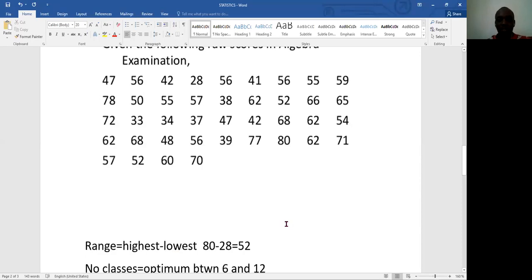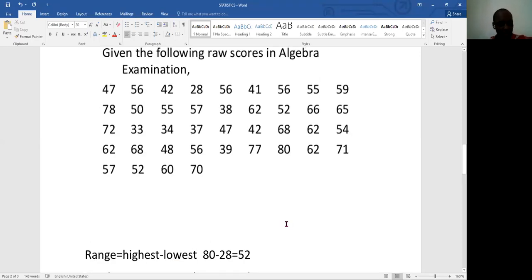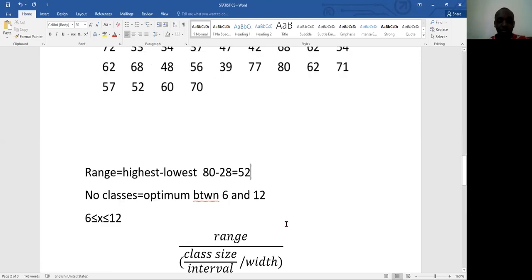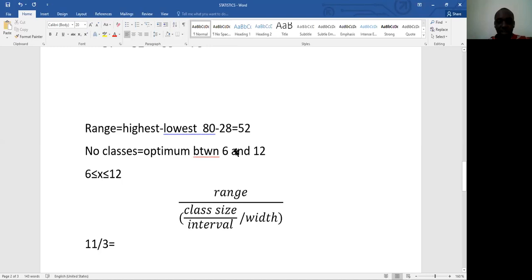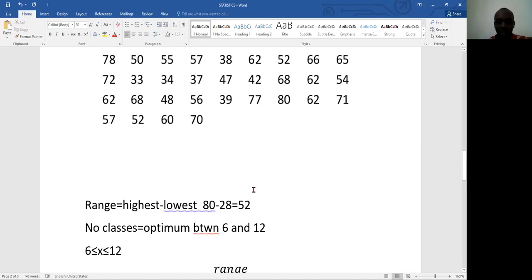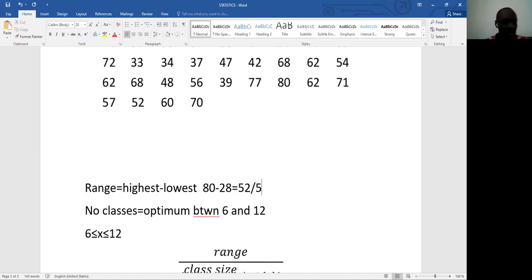So I want us to use a class width of what? 5. 52 divided by 5, what are you going to get? 10.4, 11, 12. So let us use a class interval, class size of 5. If I say 52 divided by 5, the answer it's giving is 10.4. These are approximately 12 classes. So I think we are within the range. This one is okay.